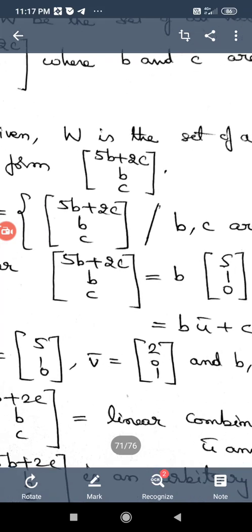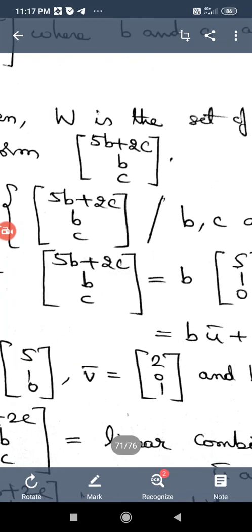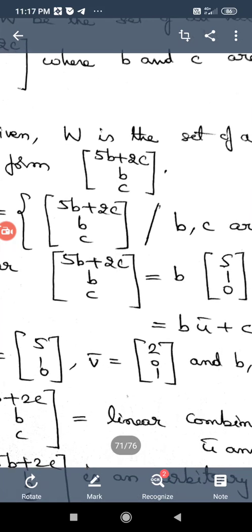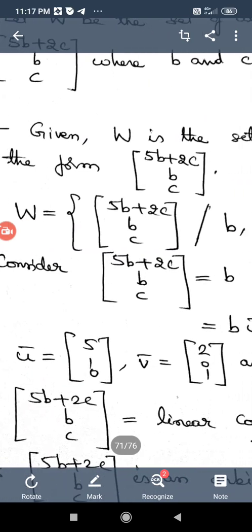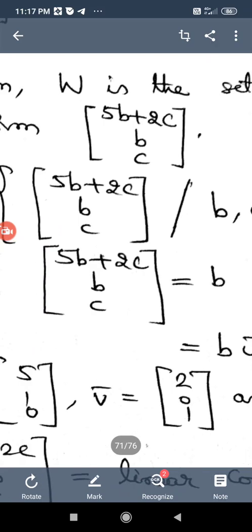And the first row element is 5b plus 2c. Second row element is b, and the third row element is c. And all these 3 terms constitute a single column. That is how it is a 3 by 1 column vector. Now in this column vector we are finding 2 variables, b comma c.